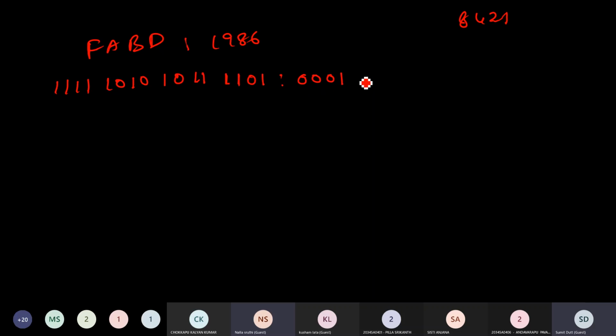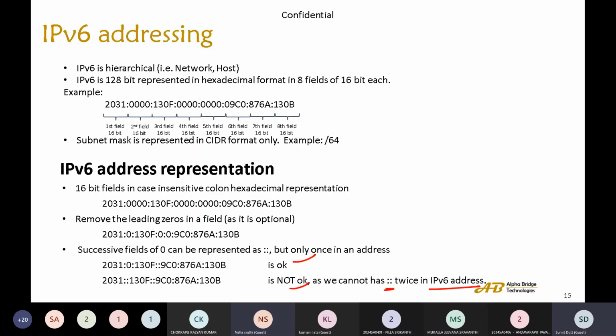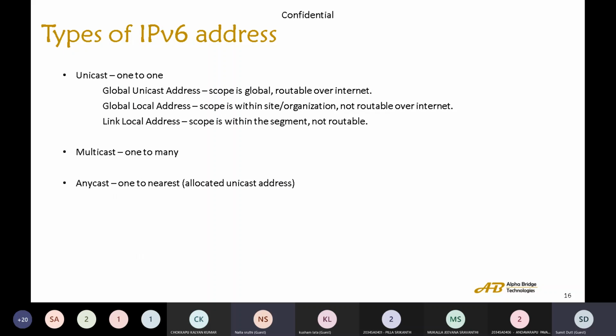For 9, it will be 1001. For 8, 1000. For 6, 0110. So this is how we can understand hexadecimal values. Okay. So moving forward, as we discussed in IPv6, there may be unicast, multicast, and anycast.